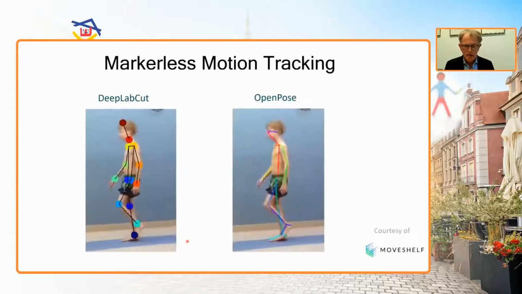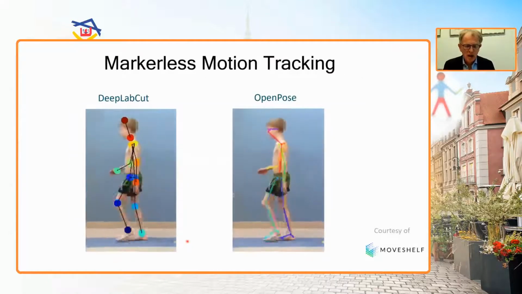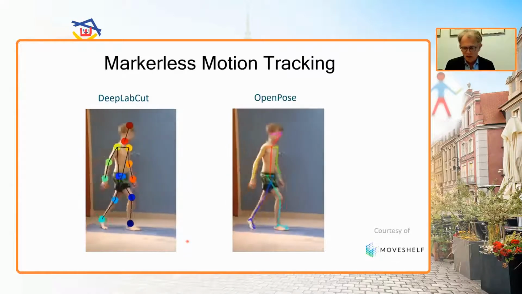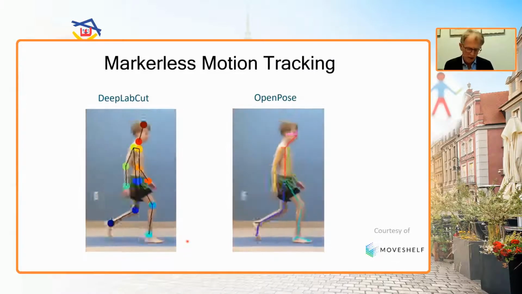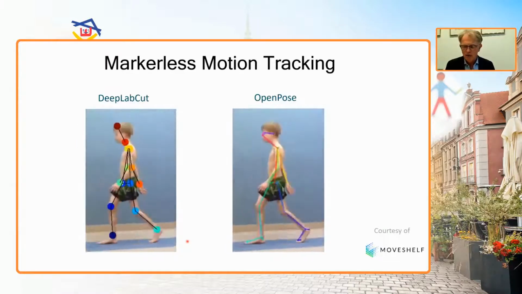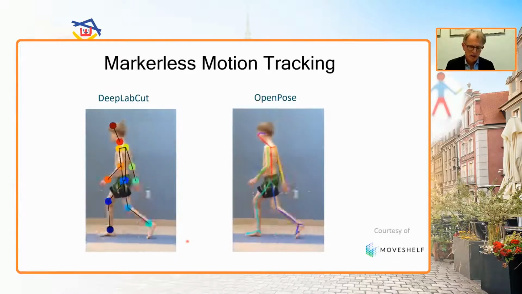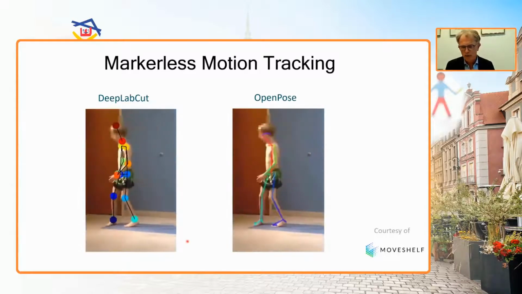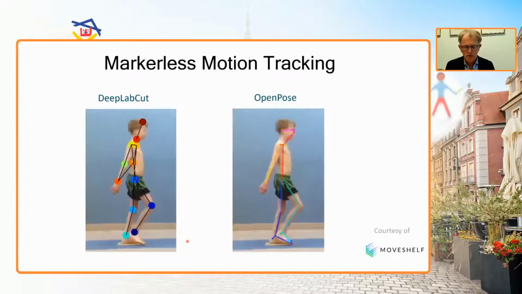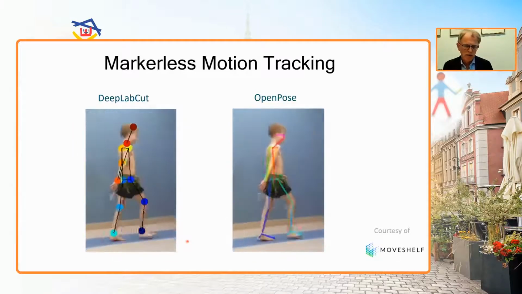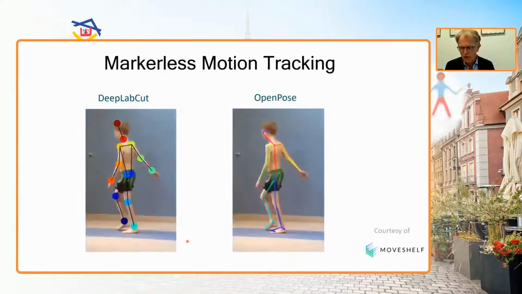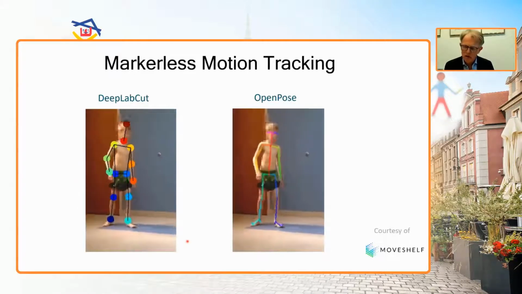Well, there is good news, because the algorithms that are based on artificial intelligence or machine learning are so advanced these days that they do a really good job. Here you see markerless motion tracking based on ordinary video, one based on a software package called DeepLabCut, and the other one is called OpenPose. So you see they both perform not super accurately.